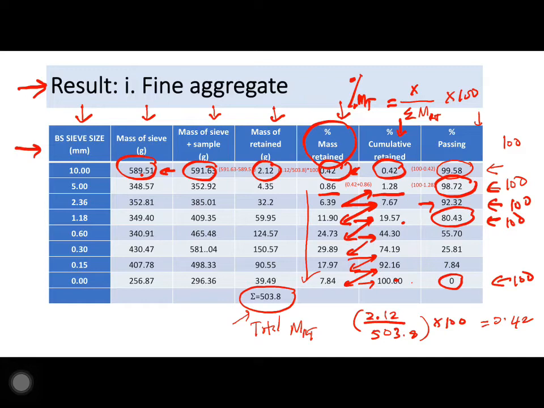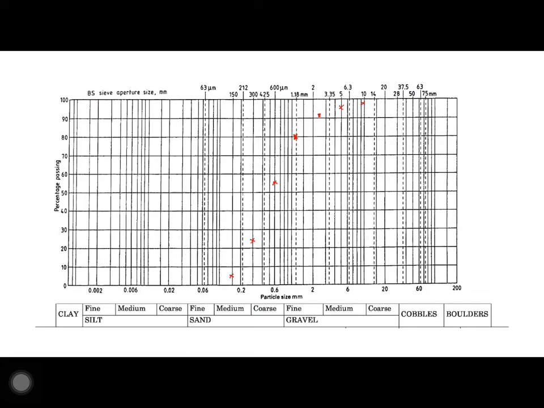So now which column versus which column? Definitely we can plot this. This is the x-axis and this is the y-axis. Here, this is the log scale graph. The x-axis means the sieve size, and the y-axis means the percentage passing. So we need to plot according to the sieve size.